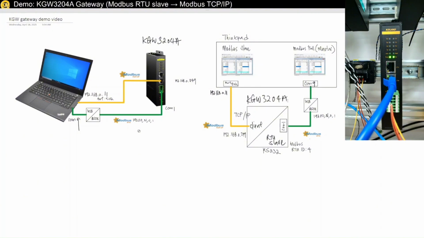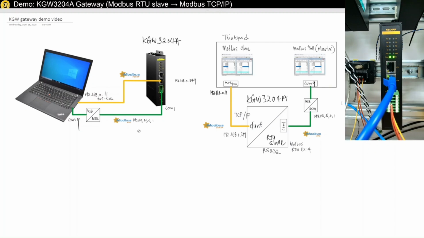This is my physical layout, and this is the schematic drawing. I have a laptop connecting to this KGW3204A. There's an Ethernet connection over here, the yellow cable, and there's this serial communication connection over here.